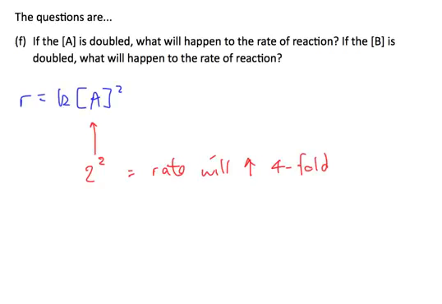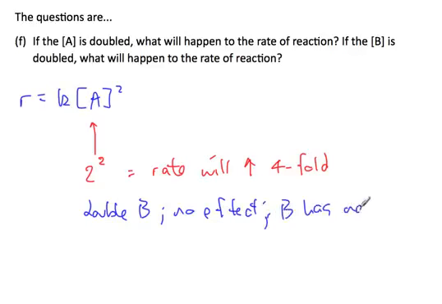If we double the concentration of B, well, nothing happens, right? Double B, no effect. B is not part of the rate law. B does not affect rate, because it's not in the rate law.